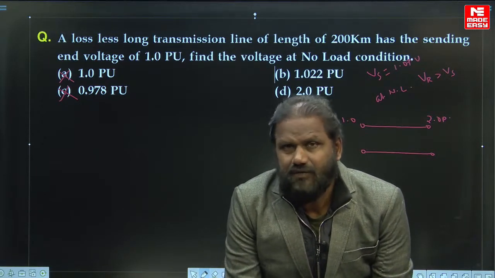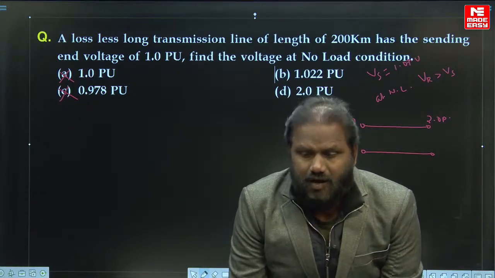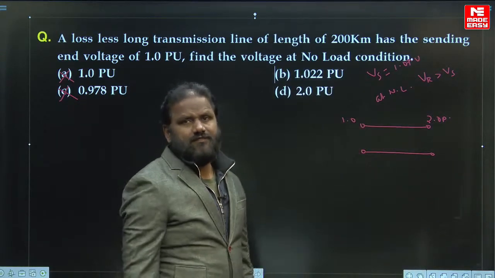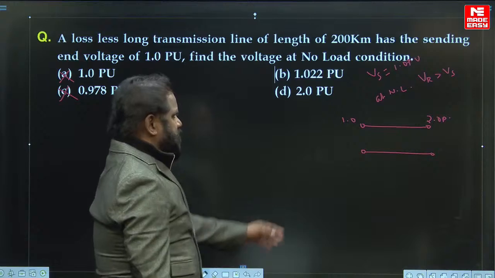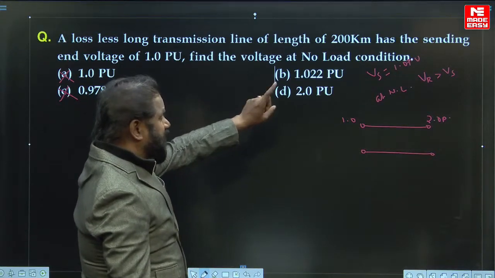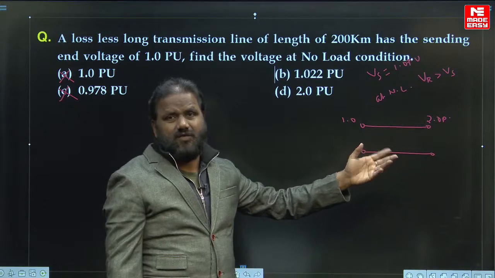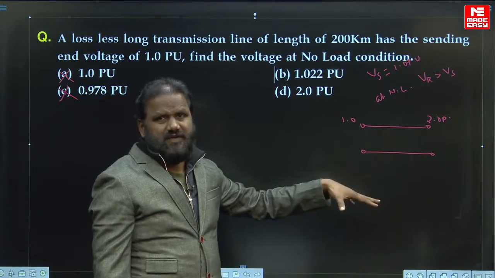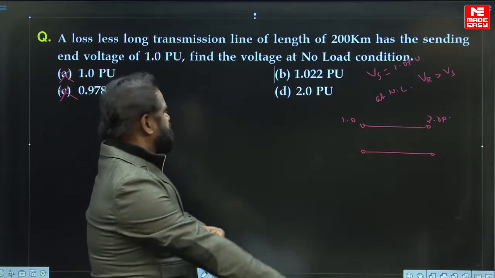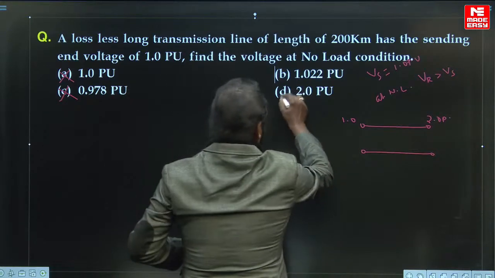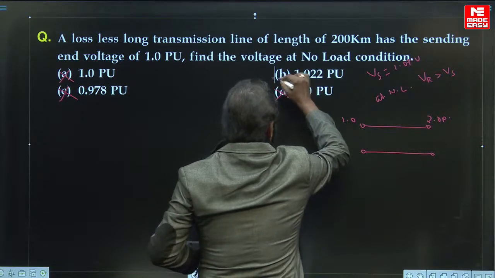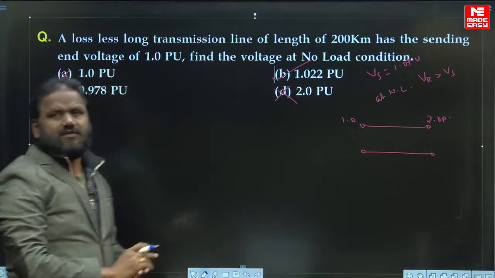The minimum of 2 times the current rise can be observed. That is being called the doubling effect. This doubling effect will come not under no load condition, but under sudden opening of the load. Sudden opening of the load may be possible when the load is totally thrown off. So this is also a wrong answer. So what is the right answer? This is the right answer.